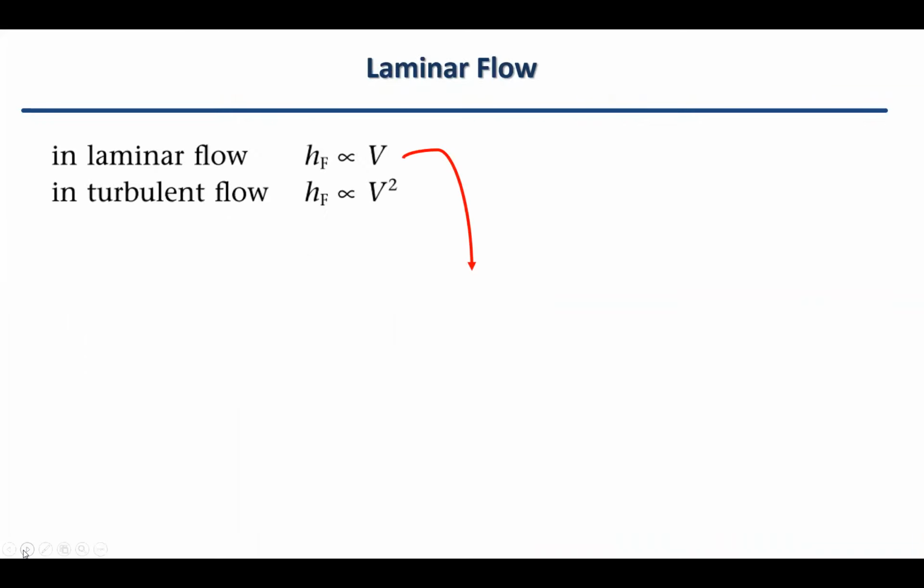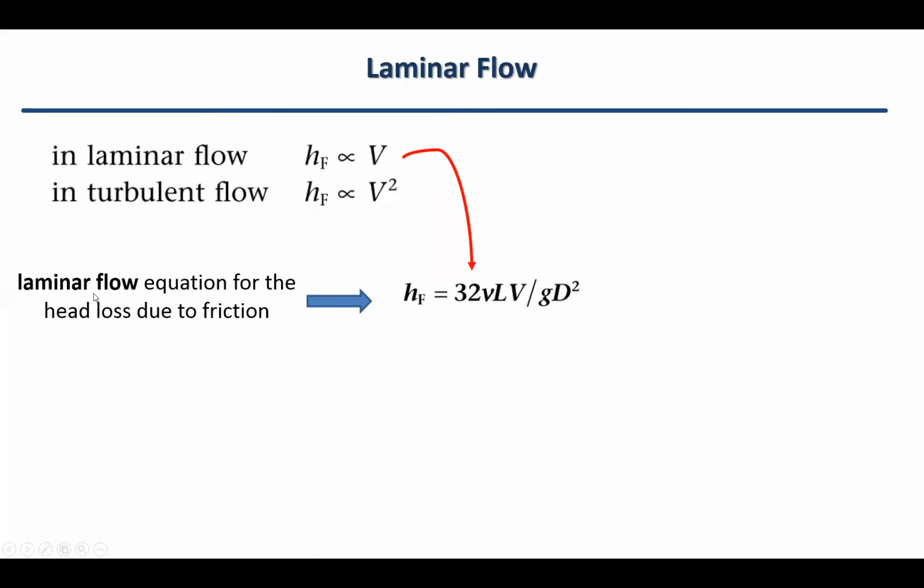So let's discuss laminar flow and its characteristics in more detail. In laminar flow, the head loss is directly proportional to the velocity. However, in turbulent flow, the head loss is proportional to the square of the velocity. So let's look at laminar flow. Because of friction, we have this equation, which is for laminar flow situations. It is an empirical equation we can derive.